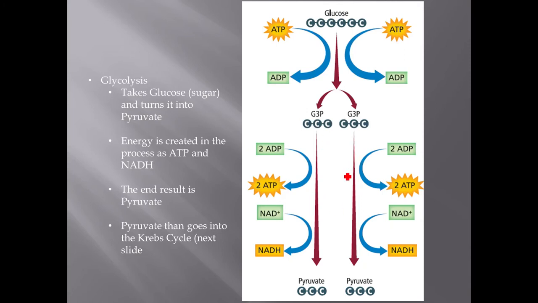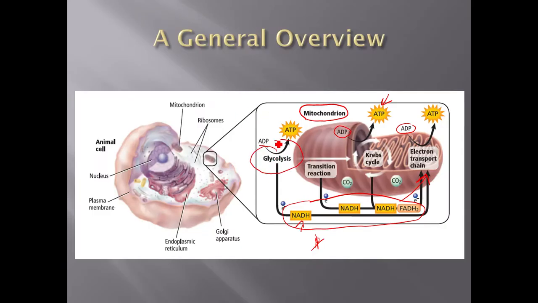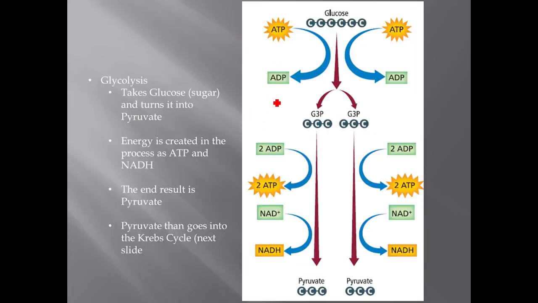So let's go with the first step. The first step is called glycolysis, which I have pictured right here. So that would be the step I talked about right there. Glycolysis is basically taking sugar and breaking it down into a molecule called pyruvate. So here's your glucose right here at the very beginning. As you see, you have 6 carbons, 1, 2, 3, 4, 5, 6.